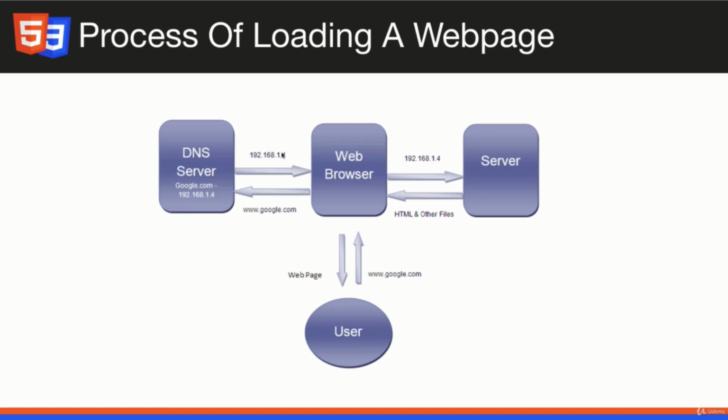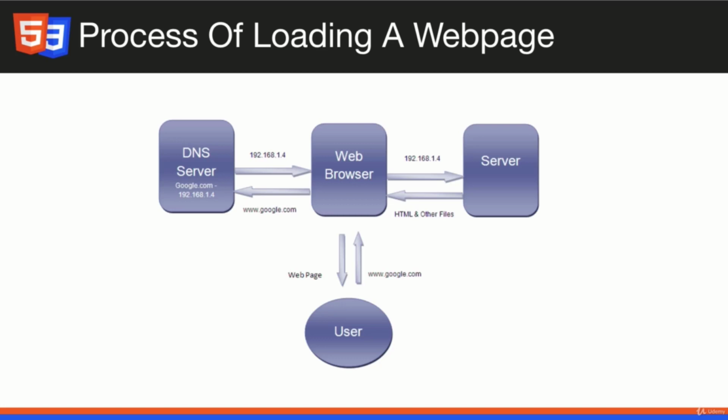Once it gets that IP address, it then makes what's called an HTTP request to the web server at that IP address. And then that web server will return a response with the HTML file that needs to be loaded, and any other files, including CSS files, which are used for styling. Any images that are on the page will get sent, and whatever else is needed for google.com to be loaded in your browser.